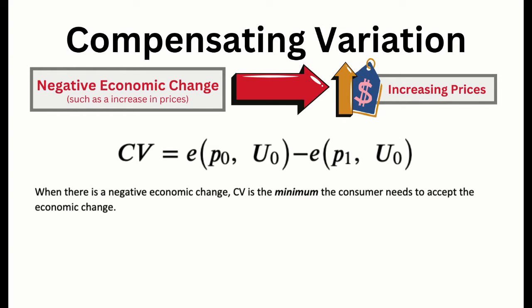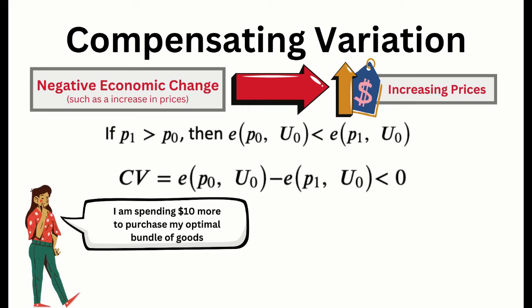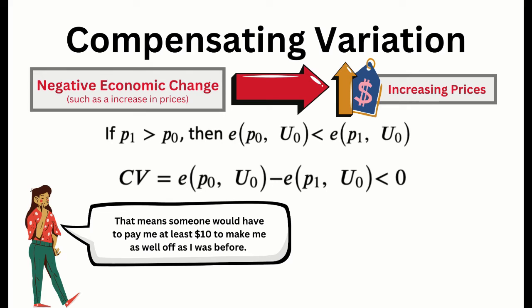Alternatively, in the case of a negative economic change, such as an increase in the prices, we can see that the expenditure required for the consumer to reach their initial level of utility is greater than it was previously. As a result, one could think about the compensating variation in this case to be the amount that a consumer would be willing to accept in order to feel indifferent about a change in prices.